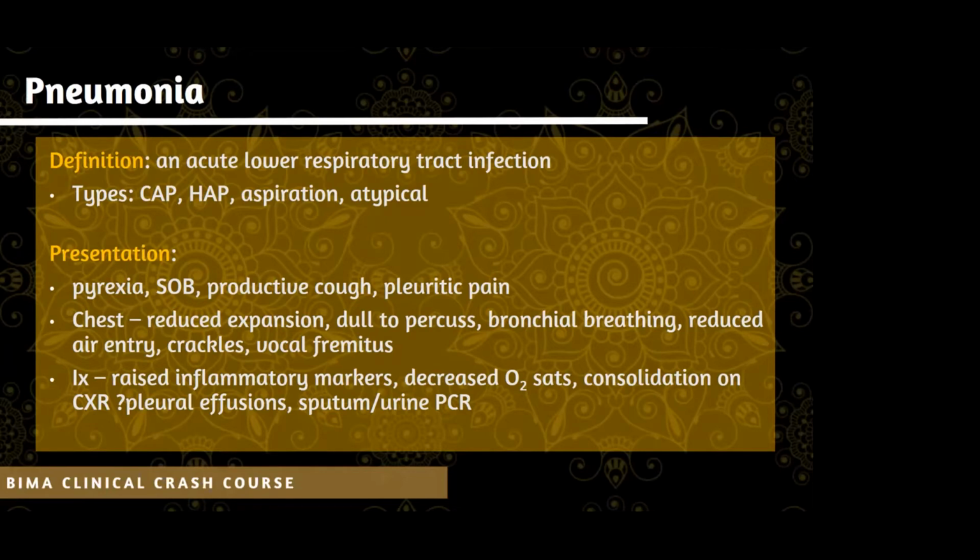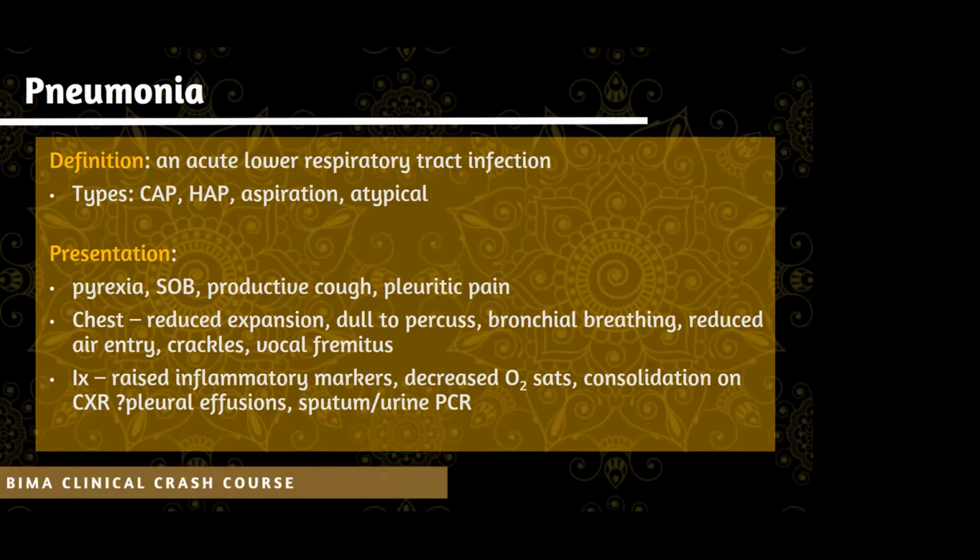When you examine their chest, there's reduced expansion on the side of the infection. It's dull to percuss. You get bronchial breathing, so they tend to breathe from higher up in their chest rather than the lower lungs. The air entry is reduced on that side, which is why you get the reduced expansion. It's crackly, and it's positive for vocal fremitus, so you can hear the secretions or the infection gurgling about when they say 99.